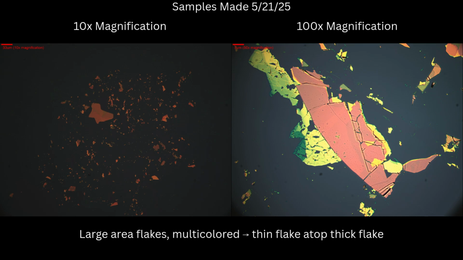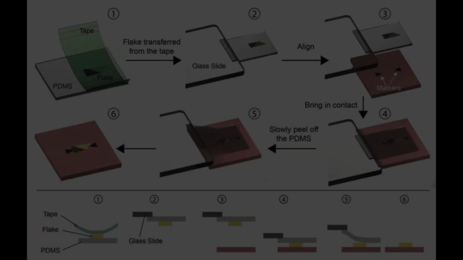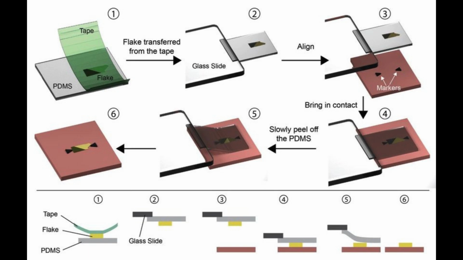The next steps for this project to continue is to experiment with polydimethylsiloxane materials to precisely manipulate individual flakes, further exfoliating and later extracting 2D samples.